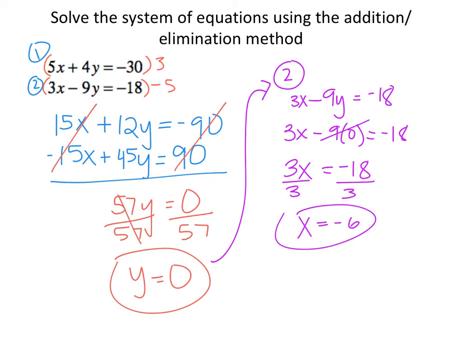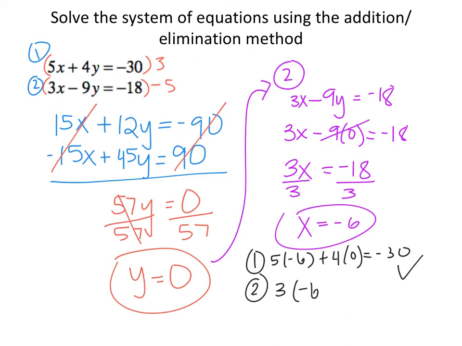As always, we check our answers. And just a note, if the test does tell you to check your answers, you have to plug it in and show that it's true. So 5x plus 4y is equal to negative 30. 5 times negative 6 plus 4 times 0 is negative 30. Negative 30 equals negative 30. True. Second one, 3 times negative 6 minus 9 times 0 is equal to negative 18. Also true. So my solution here is always x first, right? Negative 6, 0.